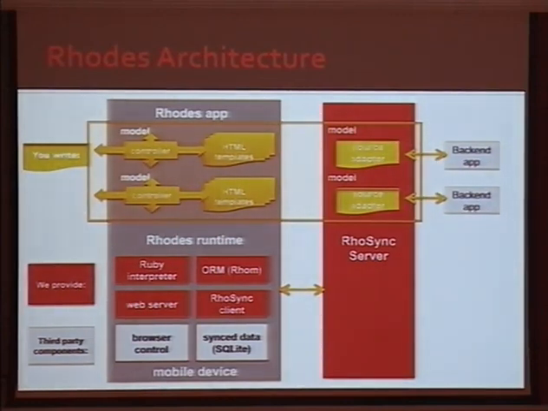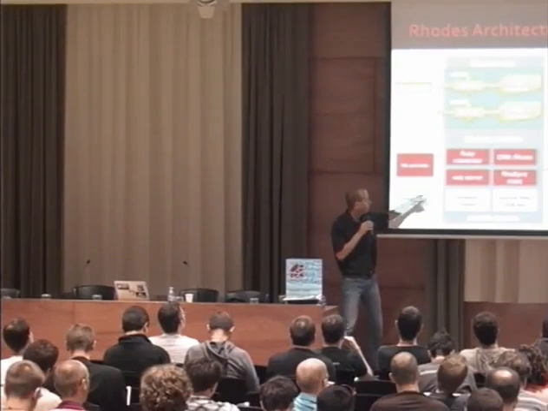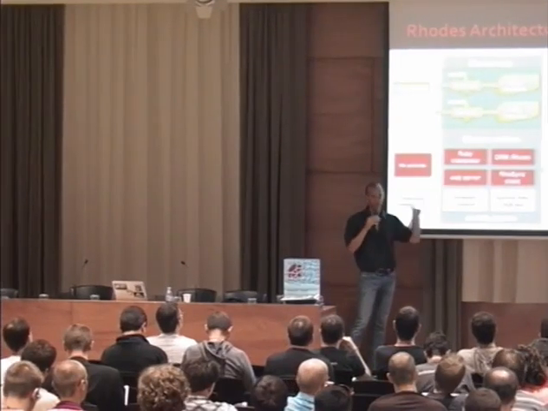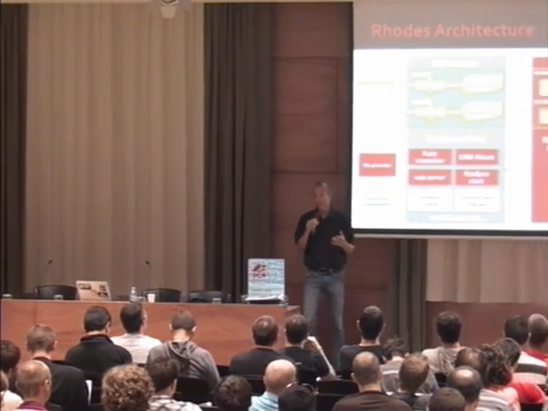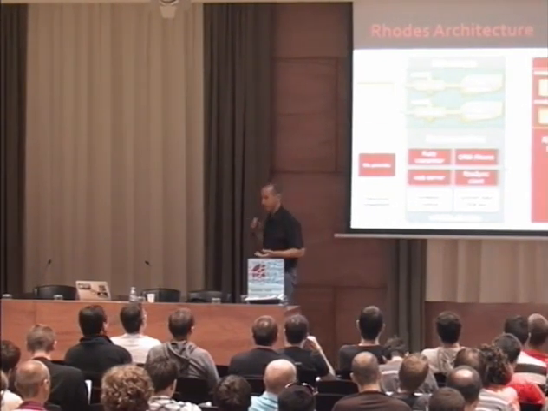So we have this RoSync client that's transparently synchronizing the data to this RoSync server, which is just a Rails app out there. And then there's a web server here. Now, you as developers don't even need to worry about the fact that there's a web server here. But does anybody have any guesses about why there's a web server running on the device there?